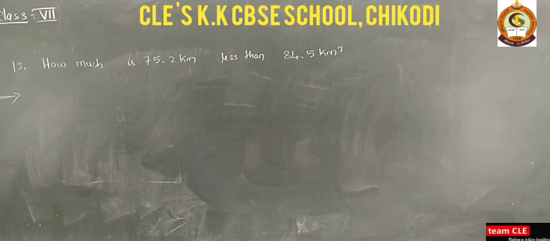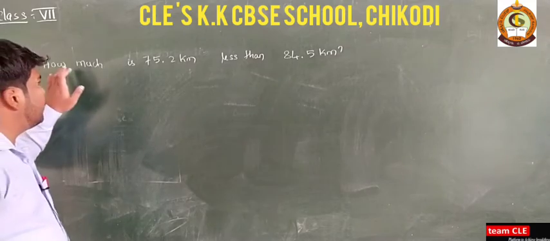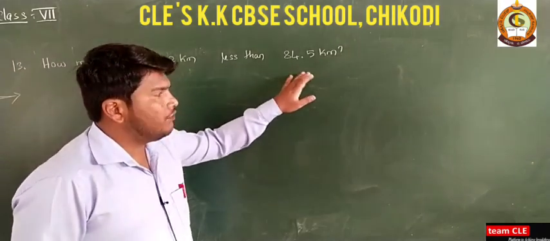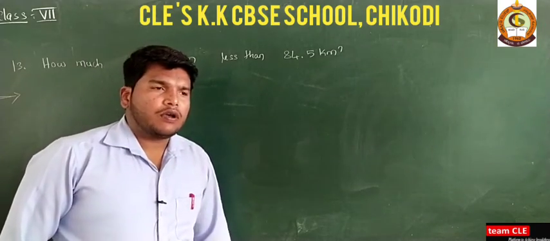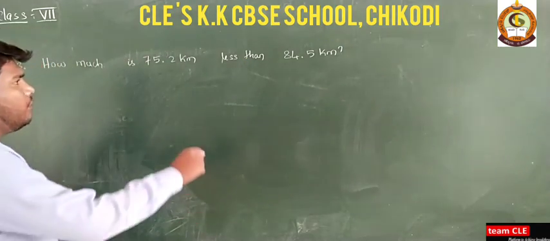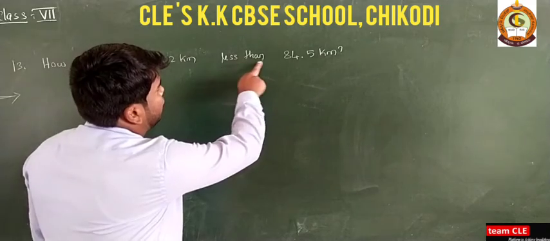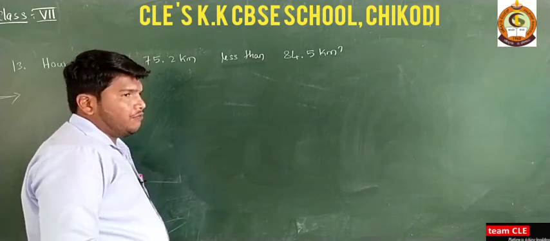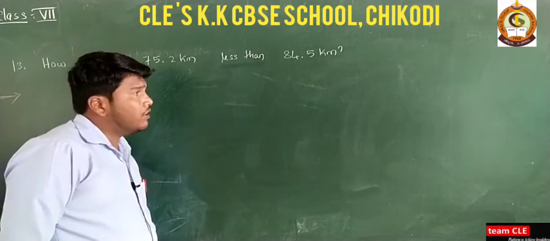Hello dear students, now welcome back to one more question of exercise number 2.3. The question says, how much is 75.2 kilometer less than 84.5 kilometer? Okay, see the question here. Whenever we have less than, we have to use the subtraction symbol, as we learned in the conversion of statement to equation.